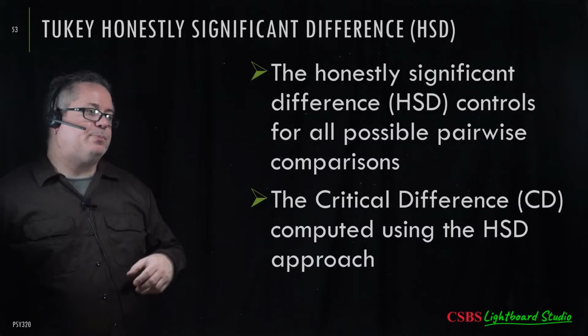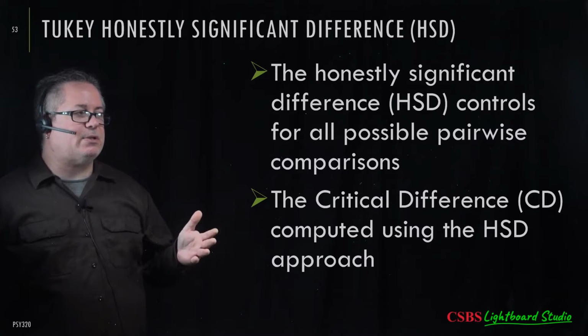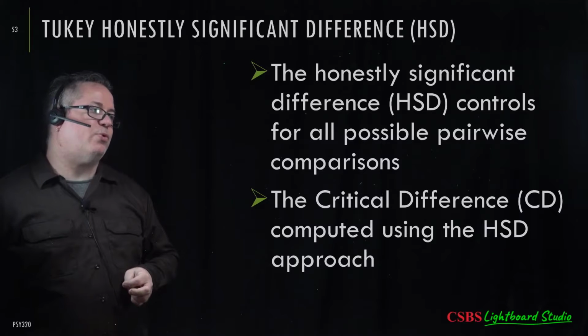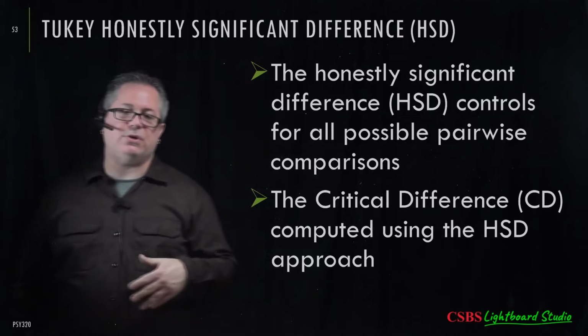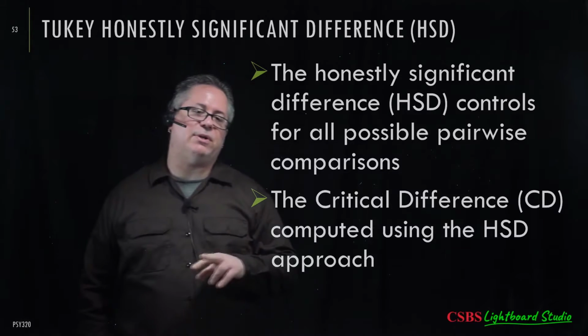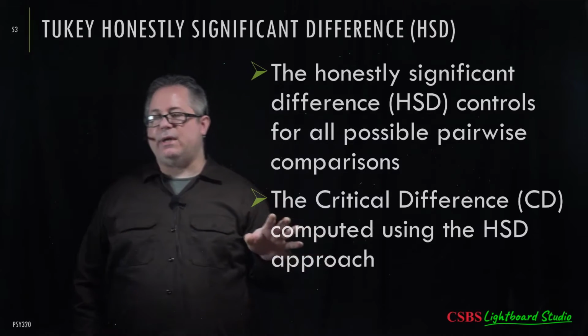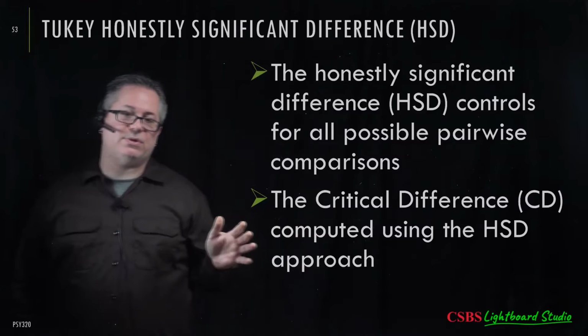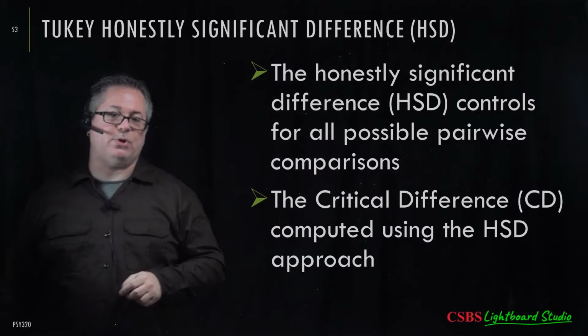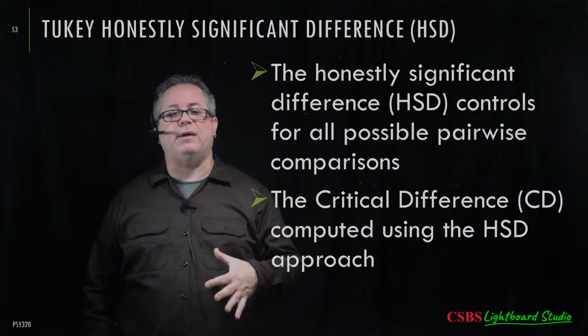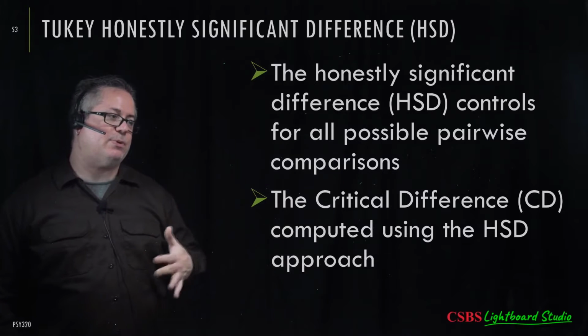Okay, so what the Tukey test is, the honestly significant difference, it controls for all possible pairwise comparisons. It assumes that you're going to do every conceivable pair. So if you have 10 groups, this Tukey honestly significant difference test is going to assume that you're going to do all 45 pairwise comparisons between the groups.